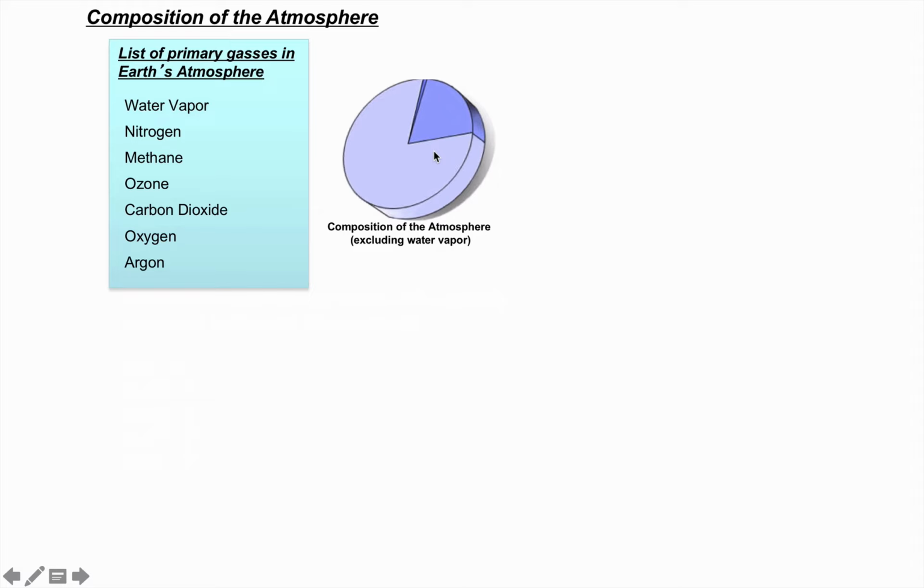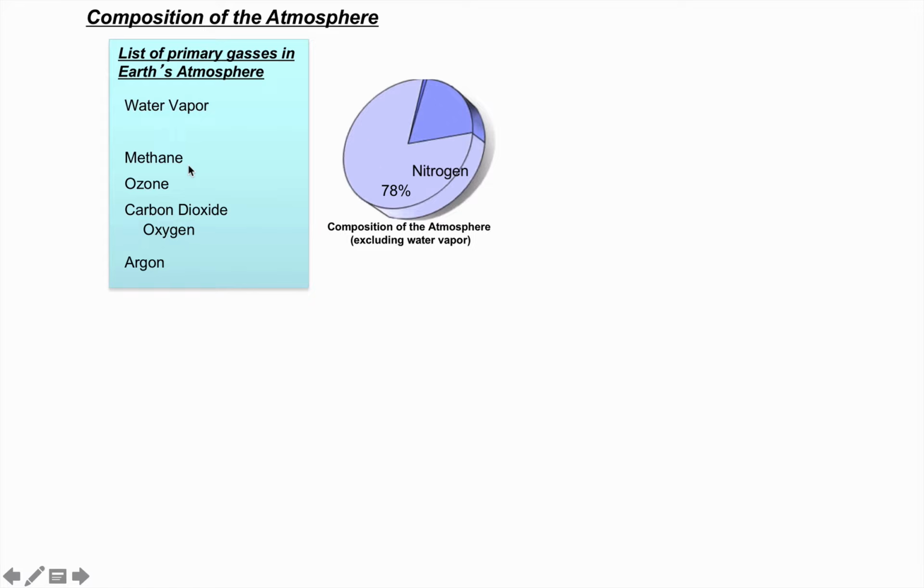There's actually a whole lot more, much smaller concentration trace gases. But this pie chart shows you what the composition of the atmosphere looks like when we exclude water vapor. And we'll talk about why we do that in a few minutes. Well, it turns out the most abundant gas is nitrogen. Nitrogen makes up 78% of the air in the atmosphere.